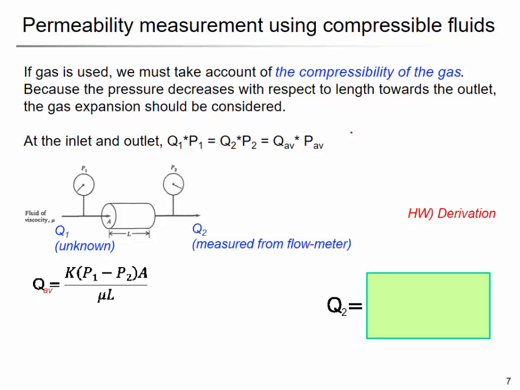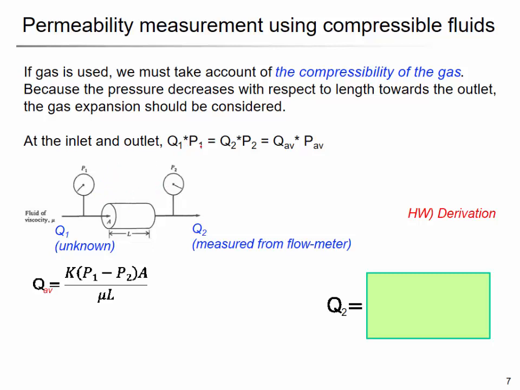What if you use a compressible fluid, for example gas, to measure the permeability? In the case of water, the pressure difference is very small, and depending on the pressure, it doesn't change the density. But in the case of gas, if there's a pressure change, then the density at the inlet side and at the outlet side will be different. So from mass conservation, the mass going in should be the same as the mass going out.